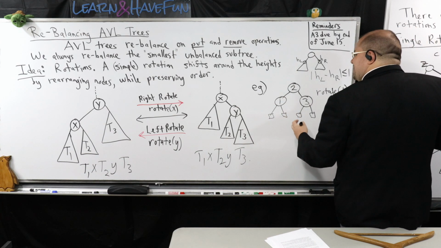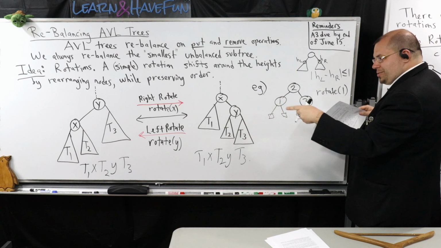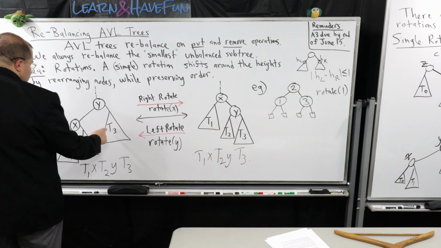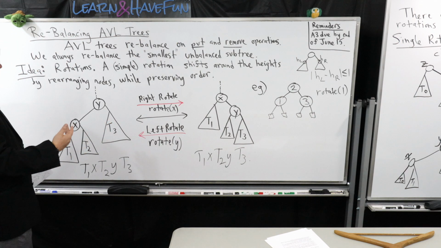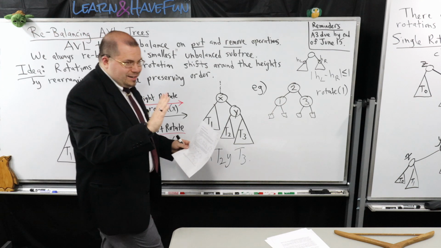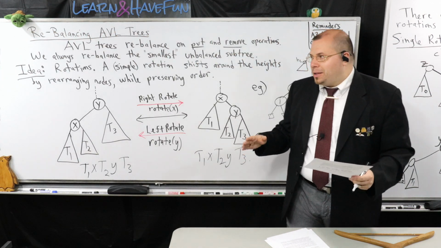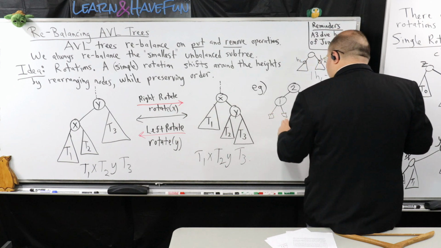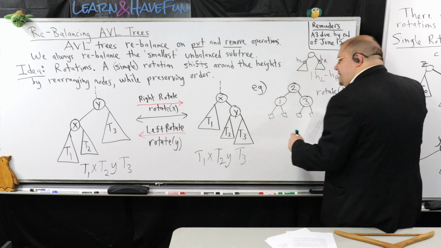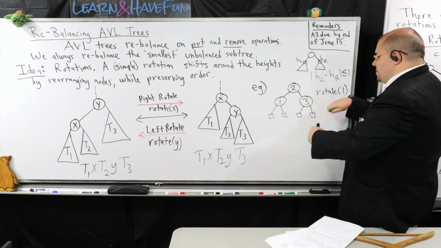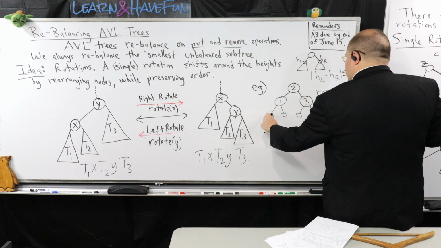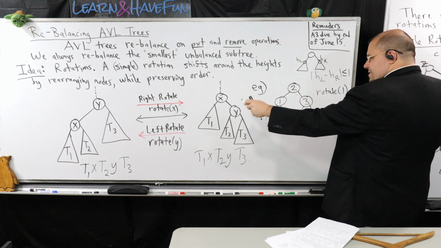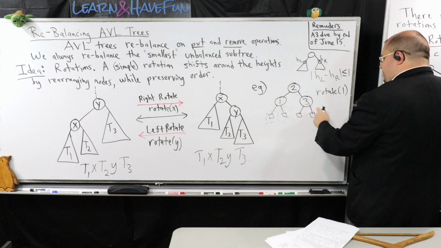So I need to identify the subtrees that I have here. I have the left subtree of X, the right subtree of X, and the right subtree of Y. I identified these because I know I'm on the left of my parent. Identifying these three makes it a little easier to see how this works. So I have three subtrees: T1, T2, T3.